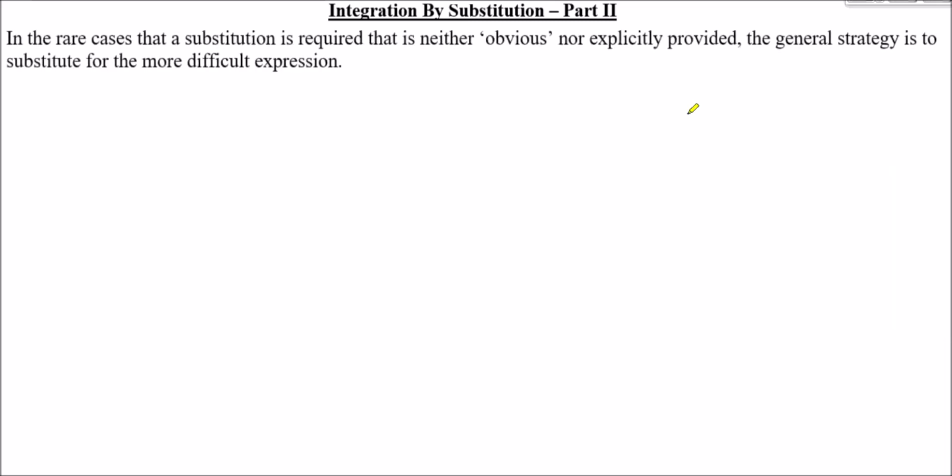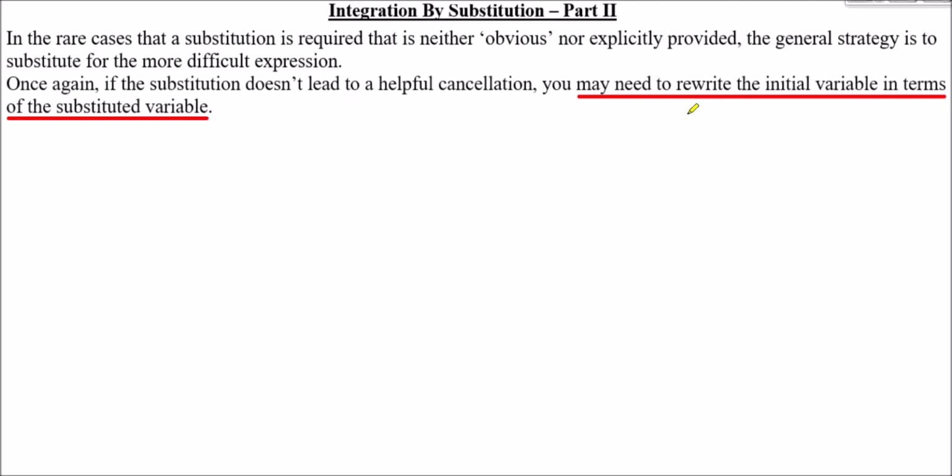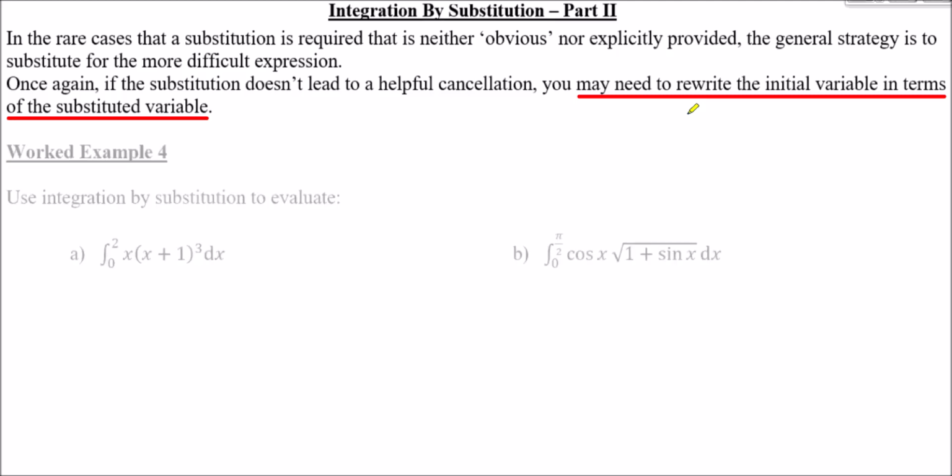Finally to mention, in the rare cases that a substitution is required but it's neither obvious nor explicitly provided, the general strategy is to substitute for the more difficult expression. So let's have a look at two final examples. Well, 4a and 4b. Before that though, just once again, if a substitution doesn't lead to a helpful cancellation, you might need to rewrite the initial variable in terms of a substituted variable.